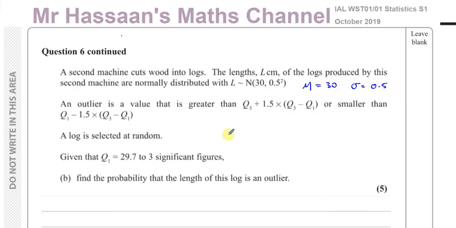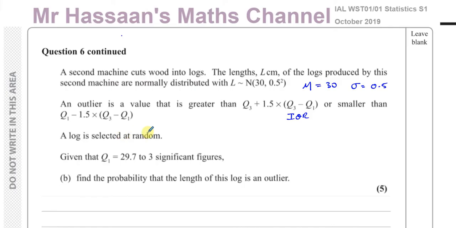An outlier is a value that is greater than Q3, which means the upper quartile, plus 1.5 times Q3 minus Q1, that's the interquartile range. That's a standard kind of definition of an outlier. So the outlier is greater than the upper quartile plus 1.5 times the interquartile range, or it's less than the lower quartile minus, again, 1.5 times the interquartile range.